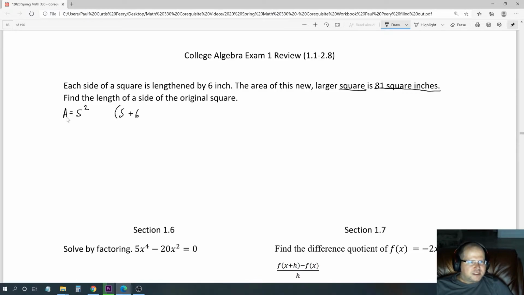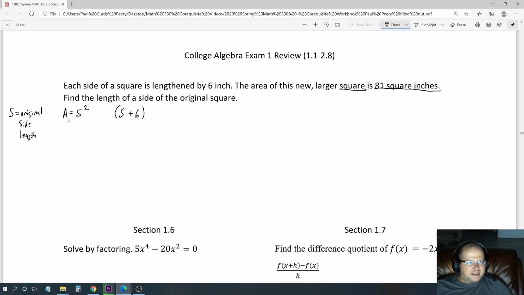So, for instance, we could say the new length of the side is the original side length plus 6. We'll put the S, and we'll say that's the original side length, and that's the one you don't know. They're saying this new one, they increased it by 6, and that gave us the area of 81.